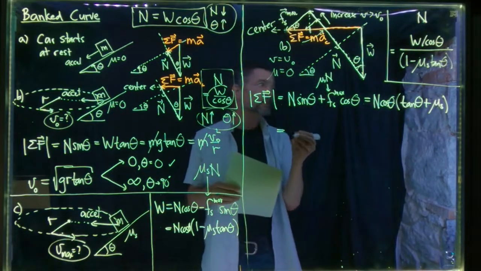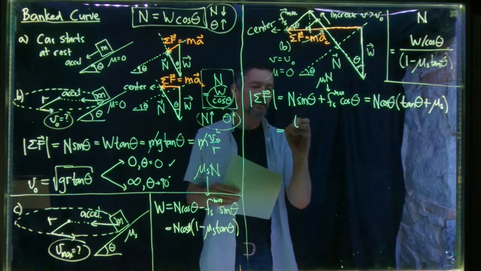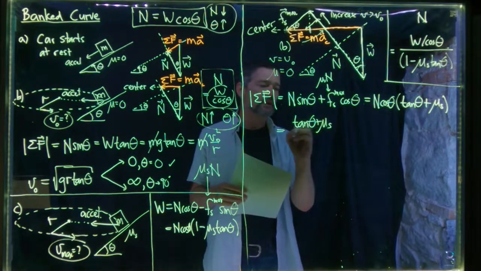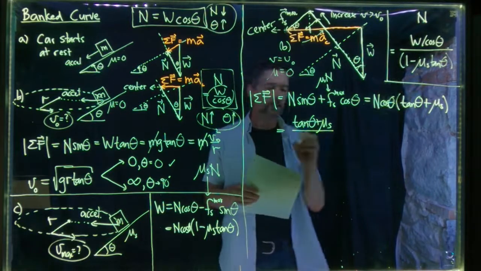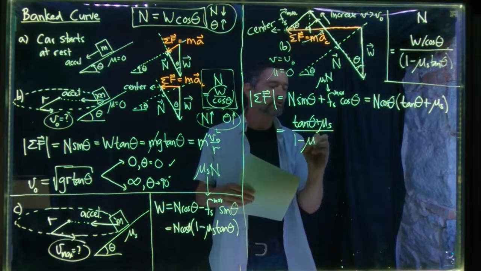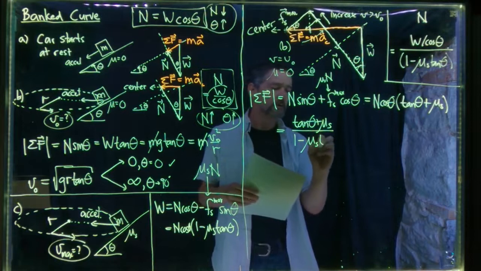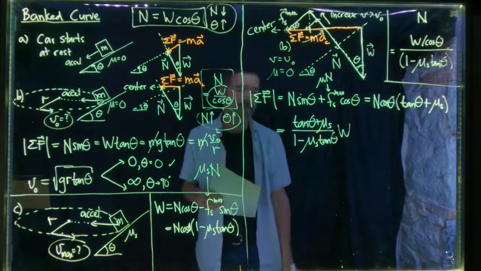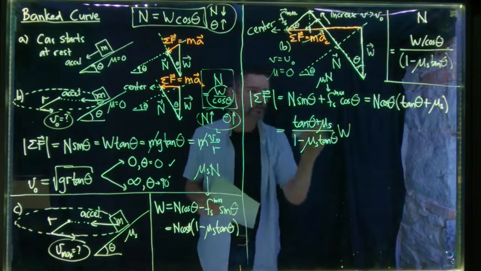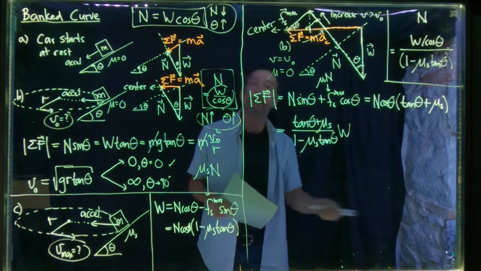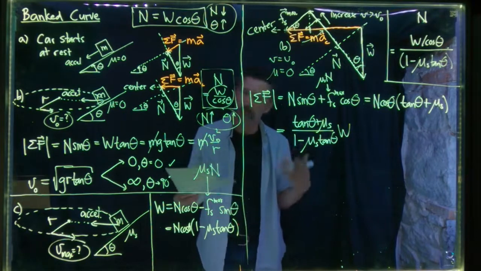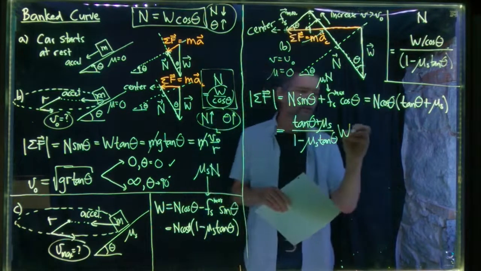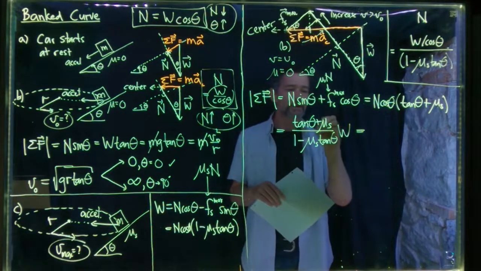So what you end up with is, in the numerator, tan theta plus mu s. In the denominator, you end up with this guy, 1 minus mu s tan theta, times the weight. Okay? So the net force is proportional to the weight with some weird factor here. Now, here's where trig comes in. If you're really familiar with trig, you'd look at this thing and say, oh, wait a minute, there's a simple trig identity for this. You also have to remember, what is mu s?